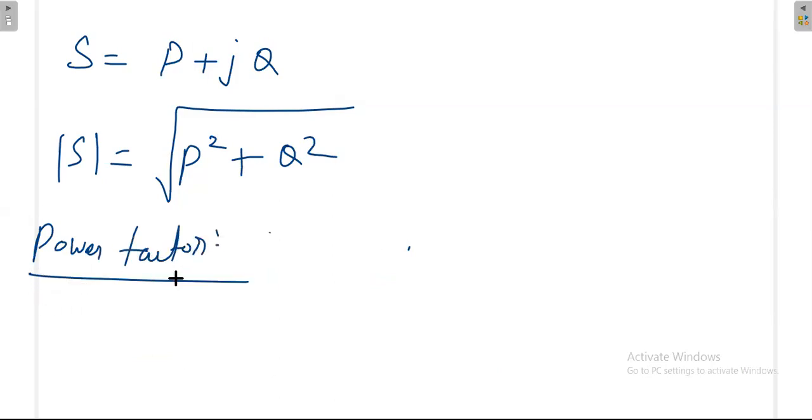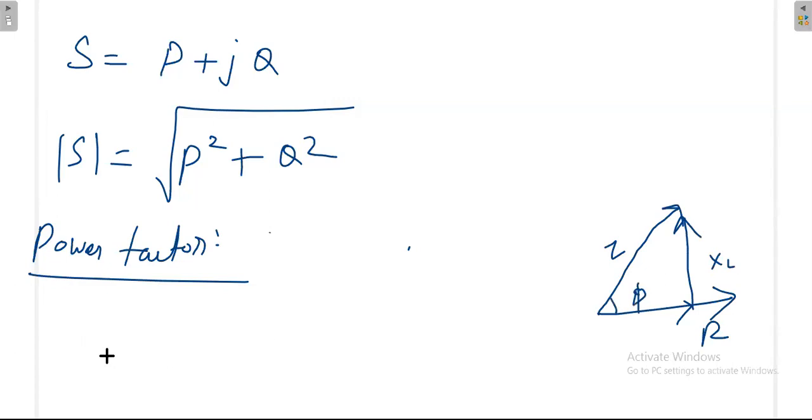Finally your circuit is an inductive circuit. If it is an inductive circuit, the resistance will be like this, impedance will go like this, with XL. So this is Z, and from this, this is phi. So what is cos phi? Cos phi is equal to R divided by mod Z.